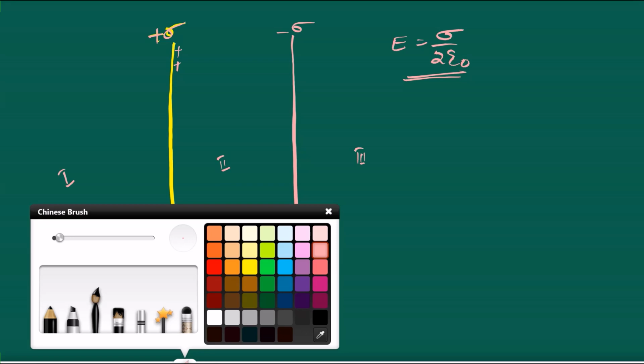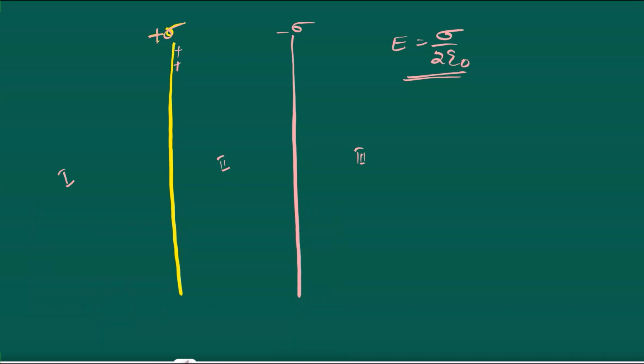So we can mark the electric field due to the positive charge, acting radially outward. It is acting in this direction, here also in this direction, and here also in the outward direction. So these three are due to the positive charge plate only.